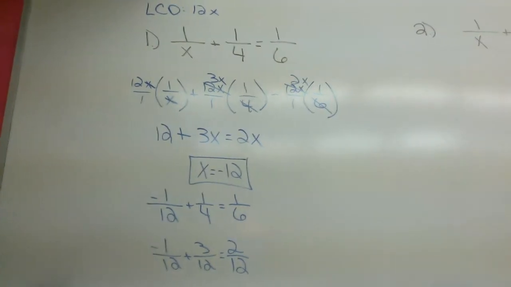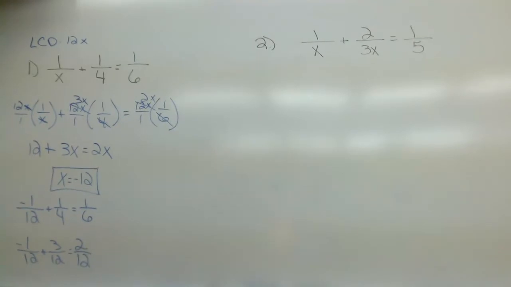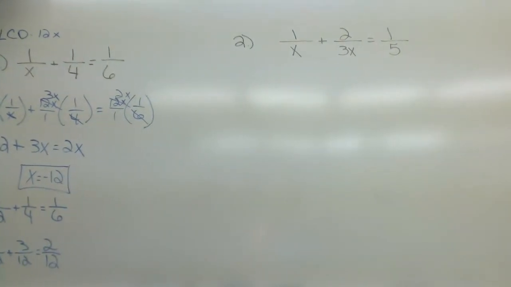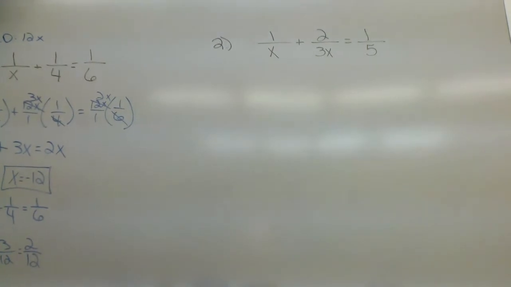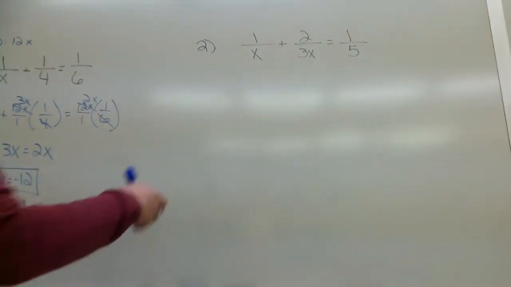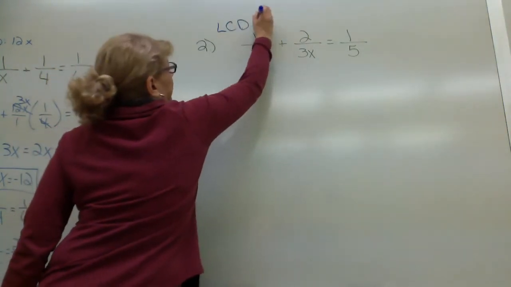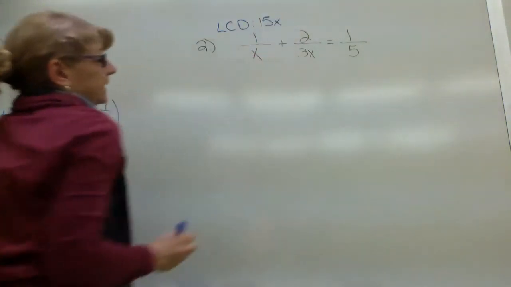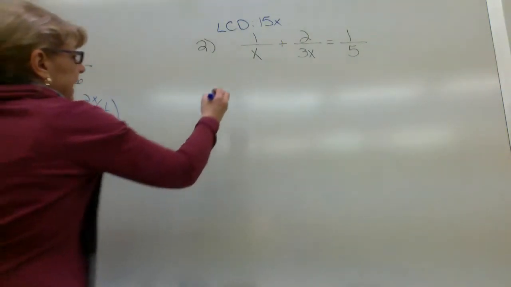I'm going to come over here to problem 2. Now we have 1 over x plus 2 over 3x equals 1/5. So my least common denominator here is going to be 15x. So I'll multiply each of those terms by 15x.